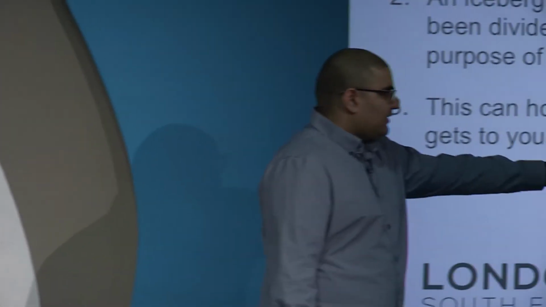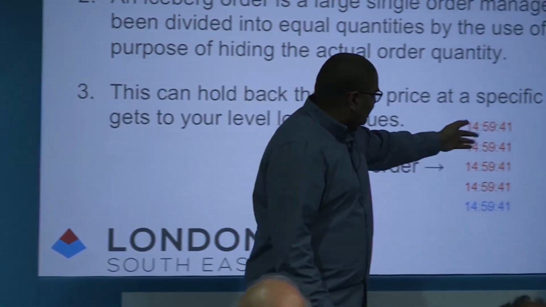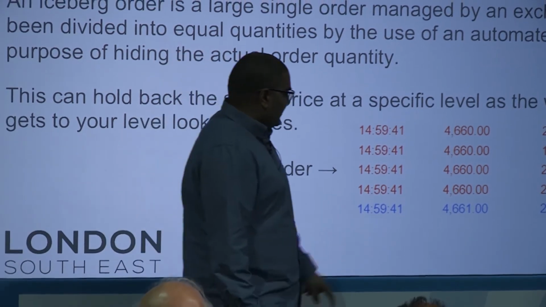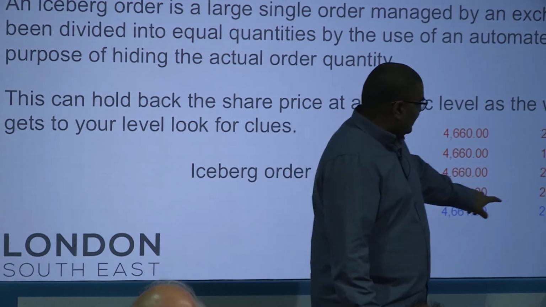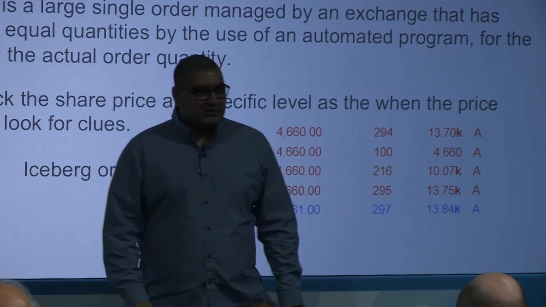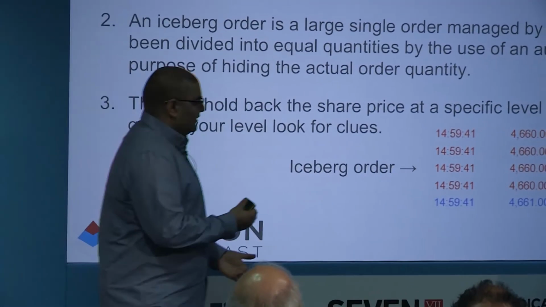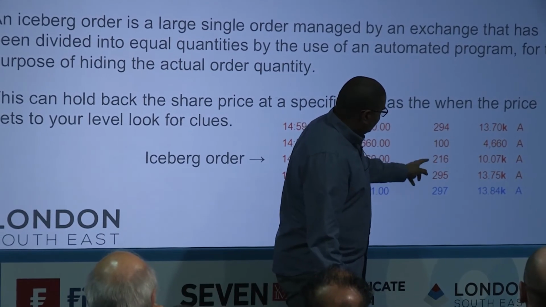So look in this one, it was for Shire as well. At the same time, look, 14.59.41. So at the same time, nearly at the same price, well these ones were, this one wasn't, look at the values. So you have to look for clues. It's quite clear that somebody has divided the amount of shares they're selling into equal chunks here.